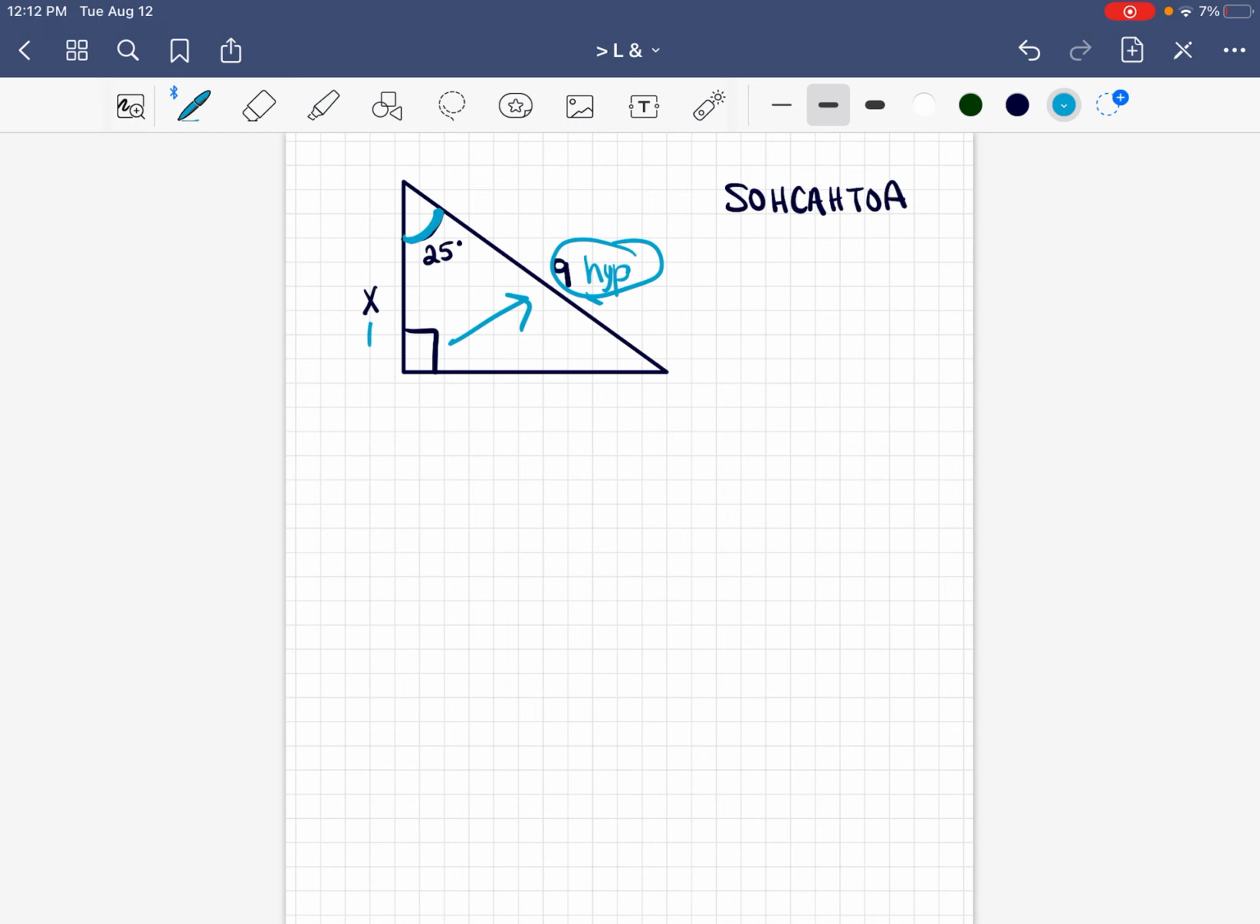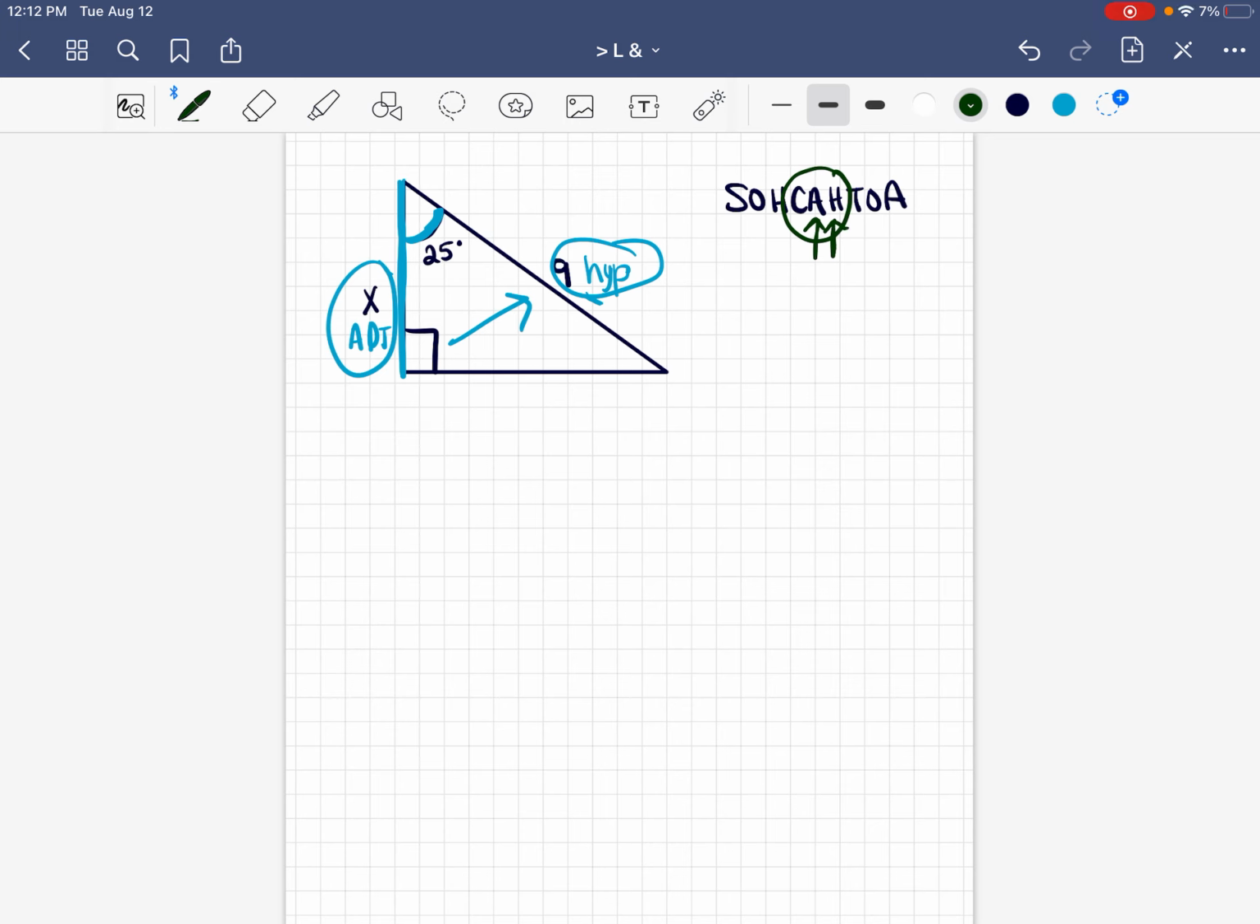And because this is the angle that we're looking at now, this side would be considered the adjacent. Why? Because it's part of the angle. It's right next to the angle that we're talking about. So we have the adjacent and we have the hypotenuse. Which one are we going to use? Sine, cosine, or tangent? Well, we're going to go ahead and use cosine because you need the adjacent and the hypotenuse.